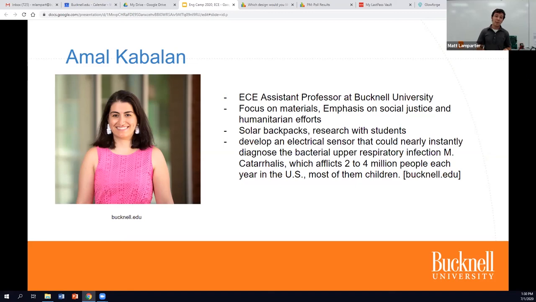Amal, even prior to the pandemic, was working on a device that is an electrical sensor. I'm going to read right off the slide here because I didn't know about this until I got an email earlier in the week. She developed an electrical sensor that could nearly instantly diagnose a bacterial upper respiratory infection, which affects several million people in the U.S. every year. So I like to highlight Amal because she's right here in our very own department here at Bucknell.